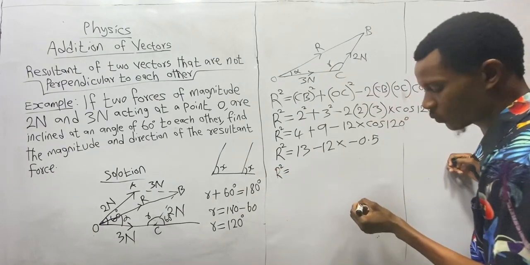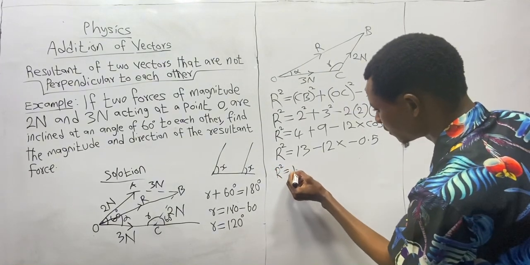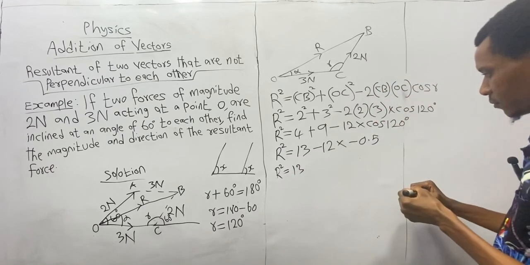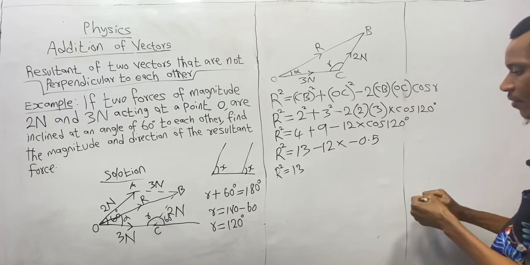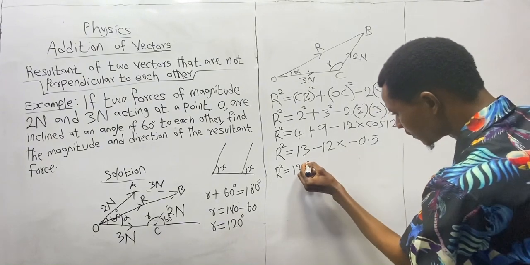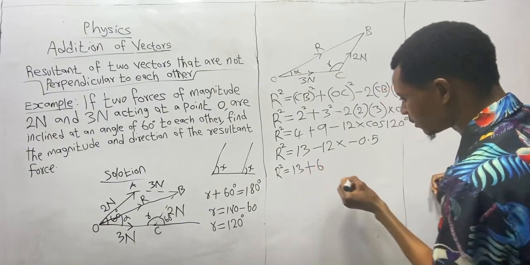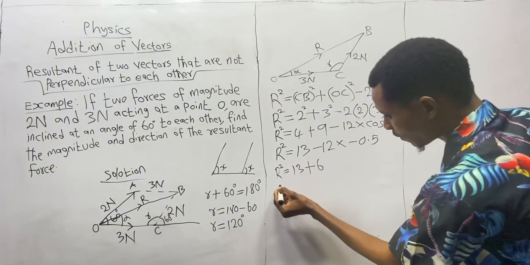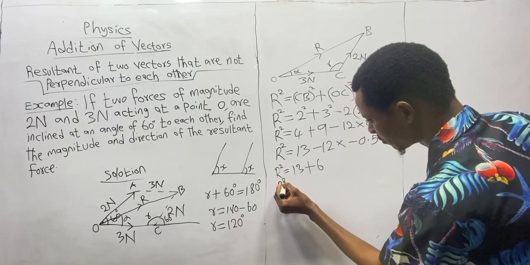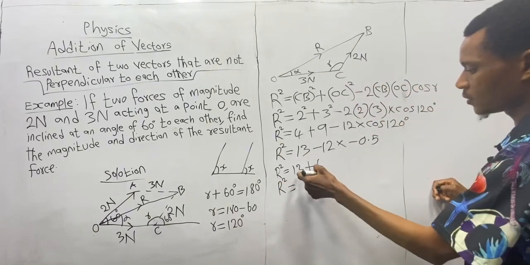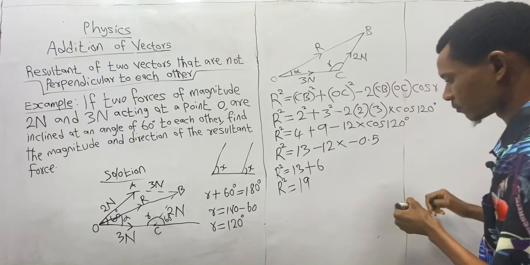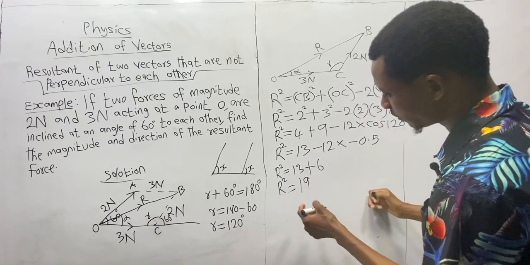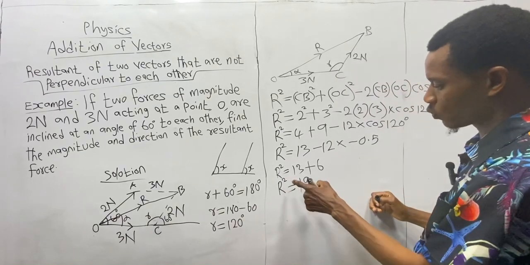will now be equal to 13 minus 12 times minus 0.5, which will give you plus 6. So R squared will now be equal to 13 plus 6, which will give you 19. So what we are looking for is R and not R squared.